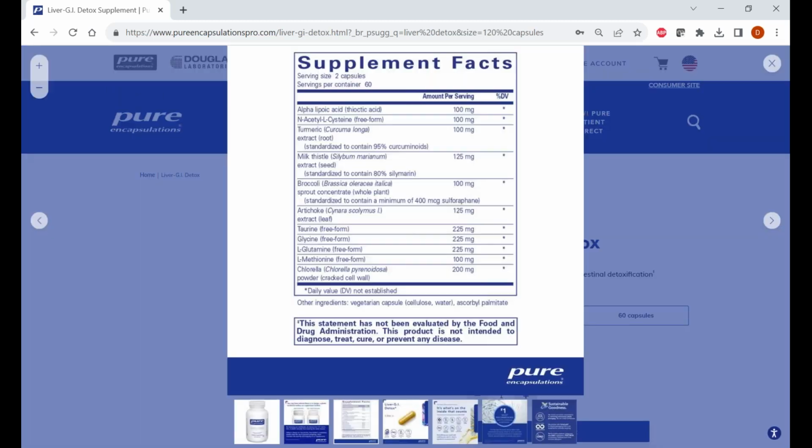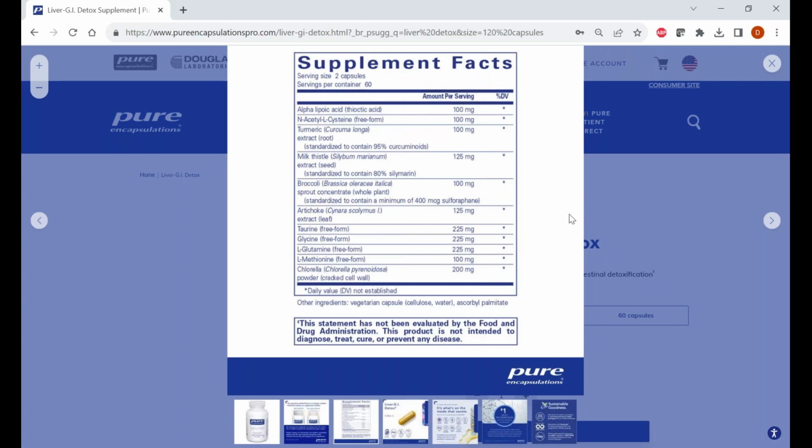Well, it's sort of a hit list of everything that we're talking about: lipoic acid, N-acetylcysteine, the turmeric, milk thistle, the sulforaphane stuff from broccoli, artichoke, glycine, taurine, glutamine, methionine. It's just a list of the ingredients of the stuff that we've been talking about this whole time, right? And so it's just a matter of how many of these you want to use.